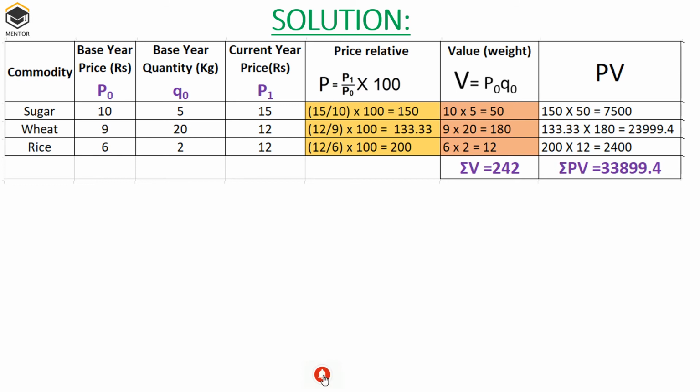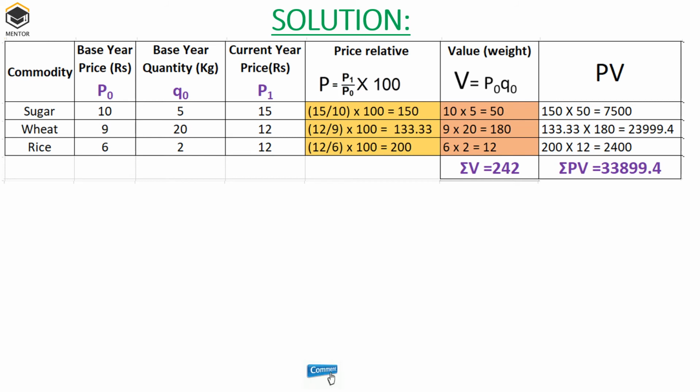So I got the summation V value, P value, price relative, weights, that is V value, and the product of price relative and the weights. So I got the summation as well. So by this, which part is completed? Arithmetic mean part completed, or the formula complete.